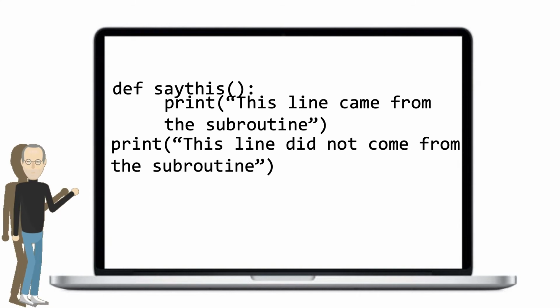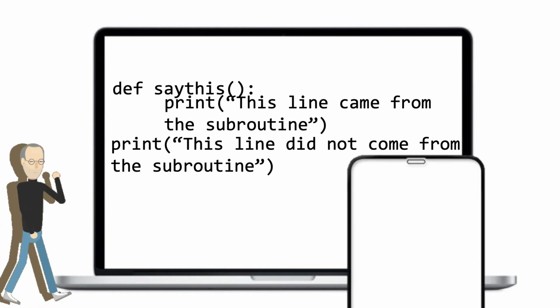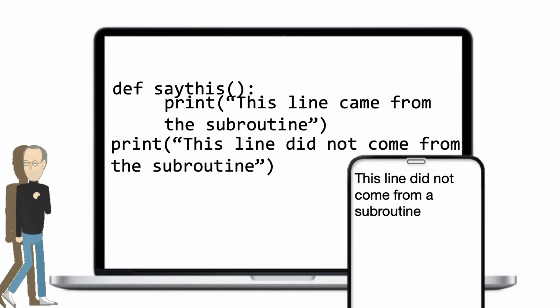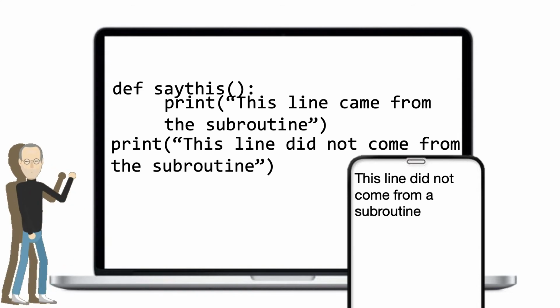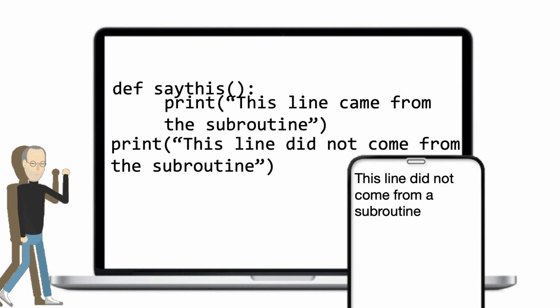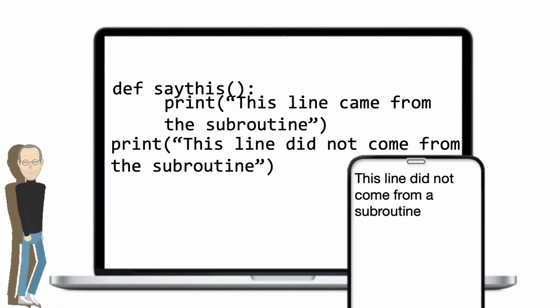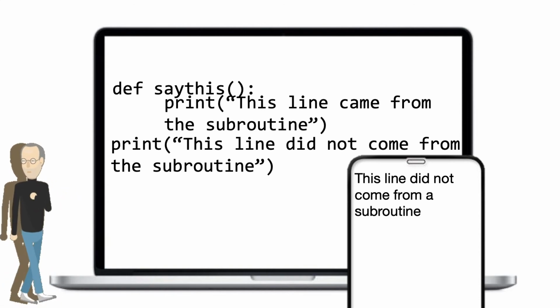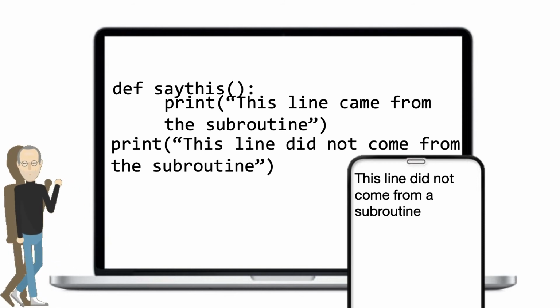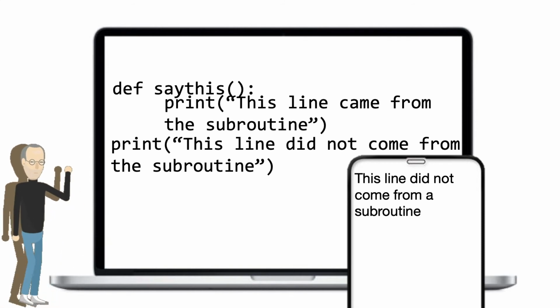Now here's what happens when we run this code. Notice the subroutine instructions did not do anything. In fact, we only outputted what was outside the subroutine. That's because you always need to call the subroutine in order for those instructions to play out.